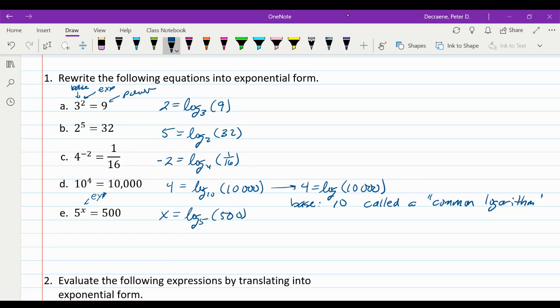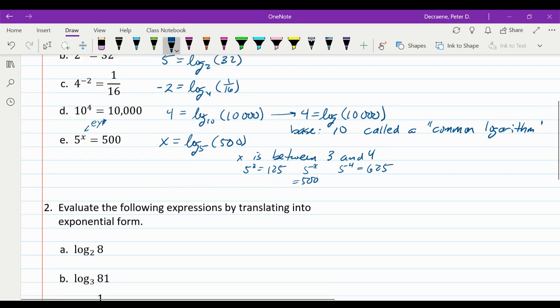Now this one, it's not clear what x is just from what we're doing here, because 5 squared is 25, 5 cubed would be 125, 5 to the fourth is 625. That's too big. So we know that x is between 3 and 4, because 5 cubed is 125 and 5 to the fourth is 625. So 5 to the x equals 500 has to be in between there somewhere. We'll talk about how to get that in another video. Let's go on and look at this one.